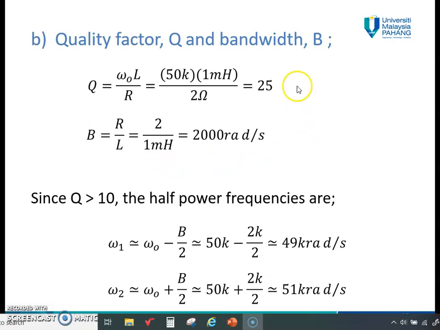Since the value of Q that we get is 25, which is greater than 10, we use these equations to calculate the half power frequencies, omega 1 and omega 2. So omega 1 is equal to omega naught minus B over 2, which equals 49k radian per second. For the second one, omega 2 is equal to omega naught plus B over 2, which equals 51k radian per second.